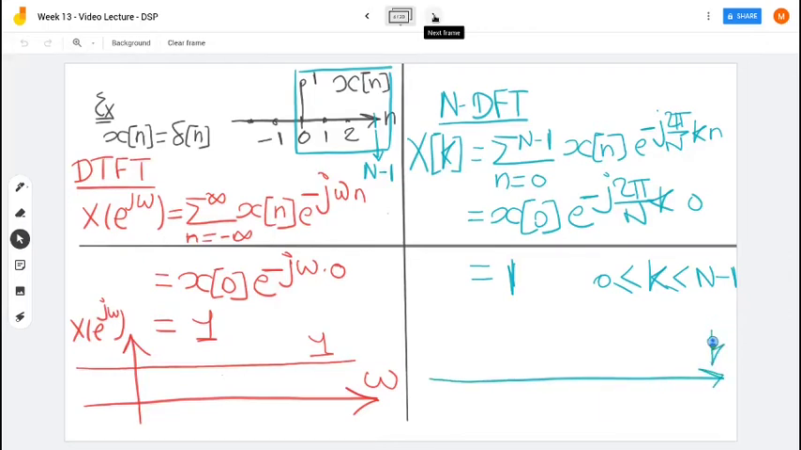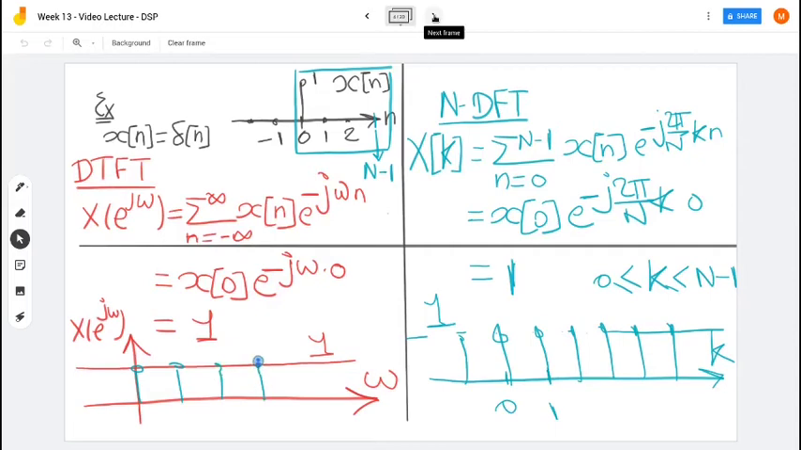At k equal to 0, we have a value of 1. At k equal to 1, we have a value of 1. So the values will be 1 for all k. As you can see, X of k is kind of samples of X of e to the power j omega, the concept of sampling in the frequency domain. It is as if we are taking samples of X of e to the power j omega, and the spacing between every sample and the next sample is delta omega, which is 2 pi over N.